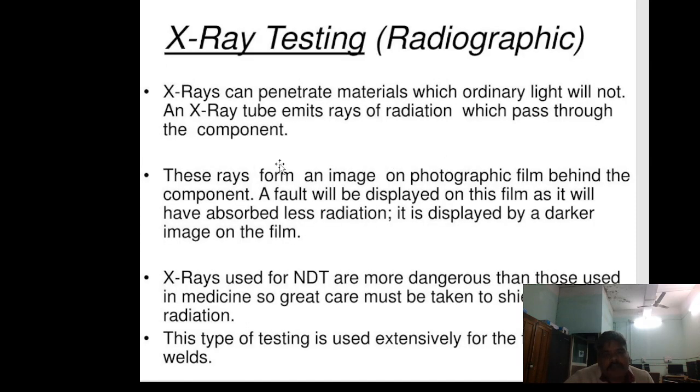X-ray testing can penetrate metal which ordinary light will not. An X-ray tube emits rays of radiation which pass through the component. These rays form an image on photographic film behind the component. A fault will be displayed on this film as it will have absorbed less radiation. It is displayed by a darker image on the film. X-rays used for non-destructive testing are more dangerous than those used in medicine, so great care must be taken to shield from stray radiation. This type of testing is used simply for testing of belts.